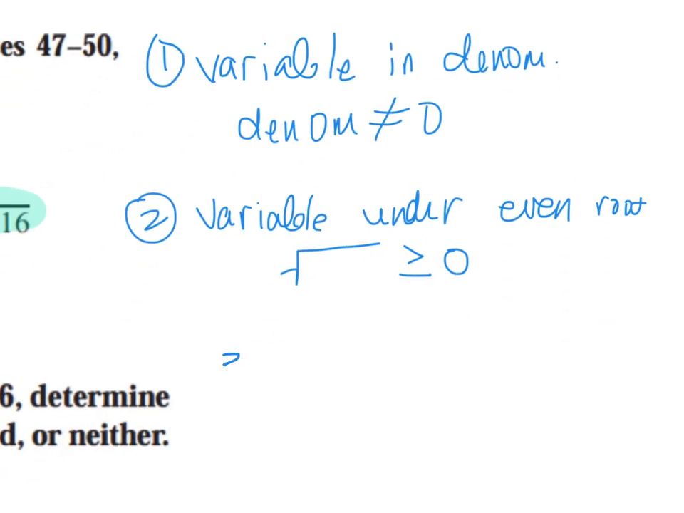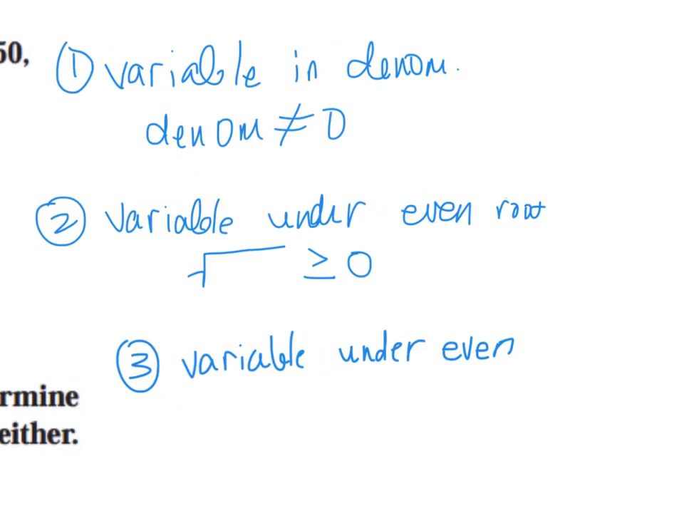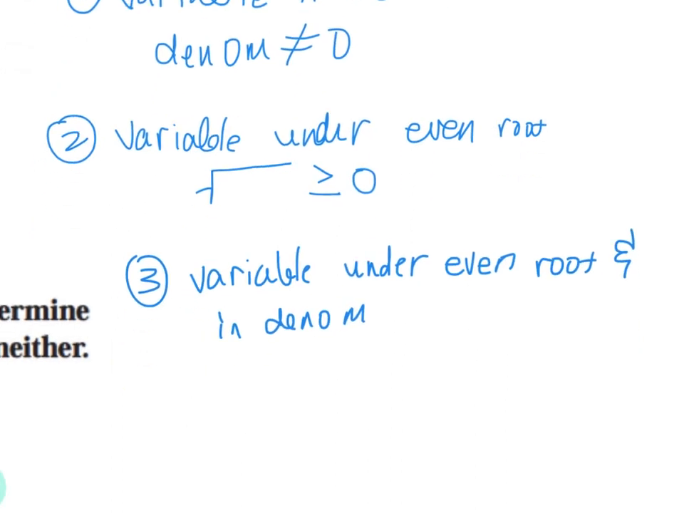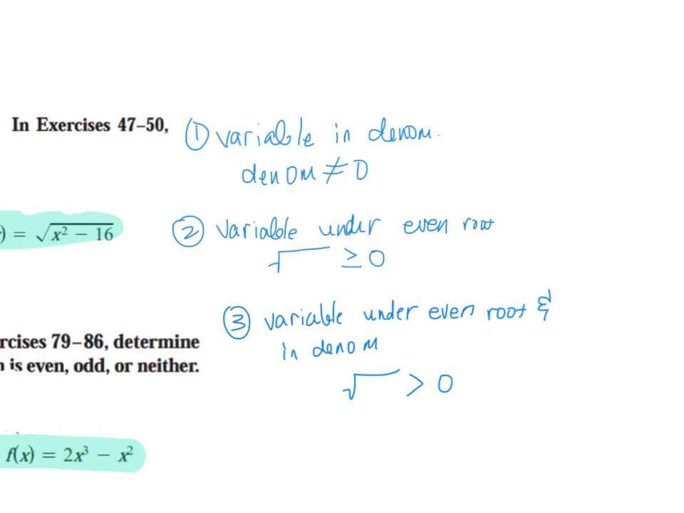Number 3. If there's a variable underneath an even root and where? In the denominator. Good. That you would have to set greater than 0. Why is underneath an even root greater than or equal to, but underneath an even root and in the denominator just greater than? Because if it's equal to 0, you can't have 0 in the denominator. Correct. Good. You got to have those 3 reasons.